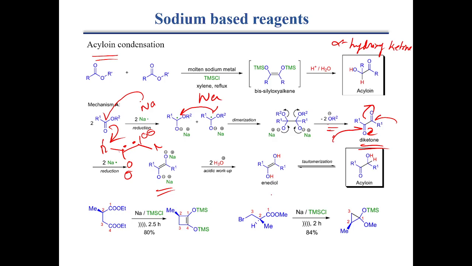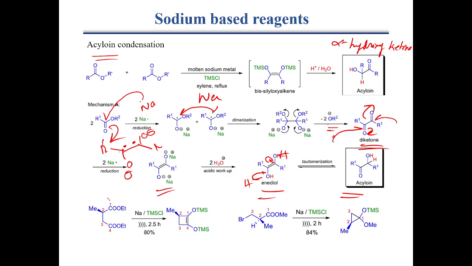After protonation, this enediol is formed, and after tautomerization, this or this, anyone. Tautomerization, this acetylene and alpha hydroxy ketone will form. So this is one example.